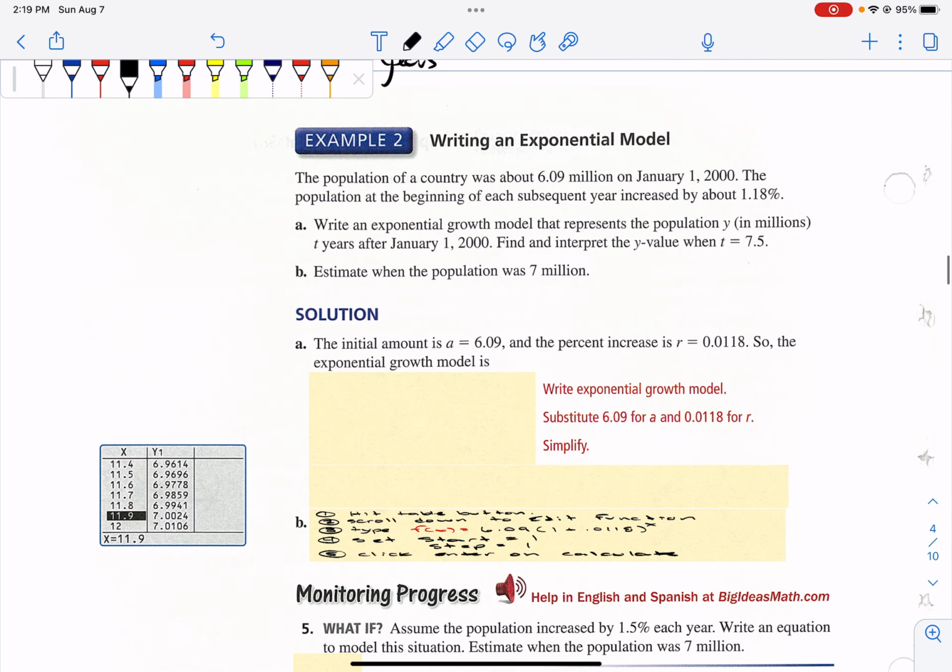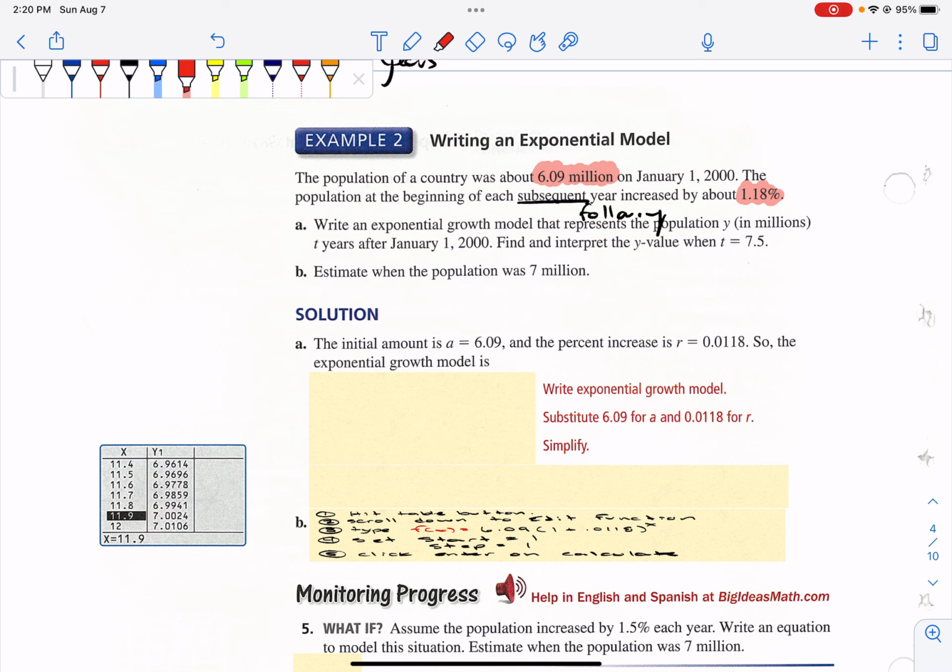Example number 2. The population of a country was about 6.09 million on January 1st, 2000. The population at the beginning of each subsequent year, do you know what subsequent means? That means following. Okay, the population at the beginning of each of the following years increases by about 1.18%. Okay, numbers that I care about: 1.18%, 6.09 million so far. Write an exponential growth model that represents the population, y, in millions.